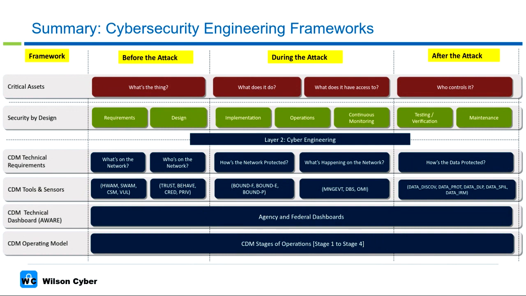And we also have stages of operations, stage 1, stage 2, stage 3, stage 4. Stage 1, again, is what's on the network. Stage 2, who's on the network. Stage 3 is what's happening on the network. And stage 4 is how's the data protected.